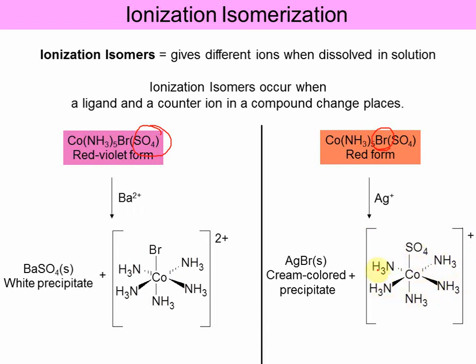So it's this different bond here in the red form that gives it the red color. And the bromine here causes this complex to be red-violet in color. So there we have ionization isomers. Here the counterion was the SO4 2-, and here the counterion was the bromide. And we were able to determine what was the counterion by precipitating it out with another added cation.